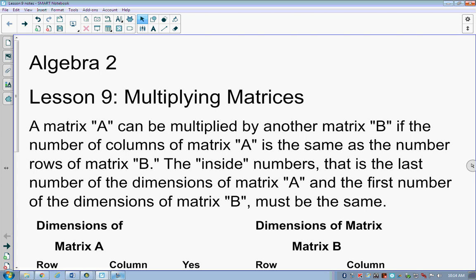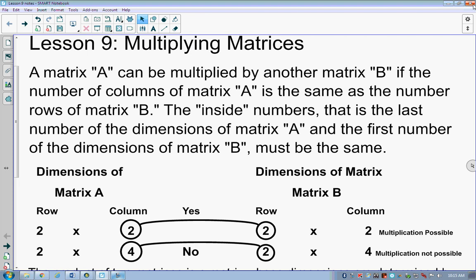So matrix A can be multiplied by another matrix, but only if the number of columns of matrix A matches the same number as the number of rows in matrix B. All right, so the inside numbers, that's the last number of the dimensions of matrix A and the first number of the dimensions of matrix B. They have to be the same.